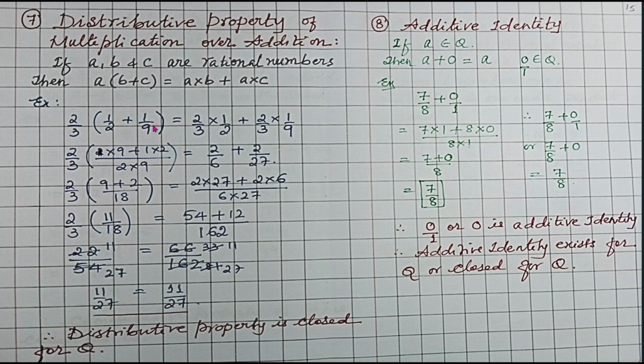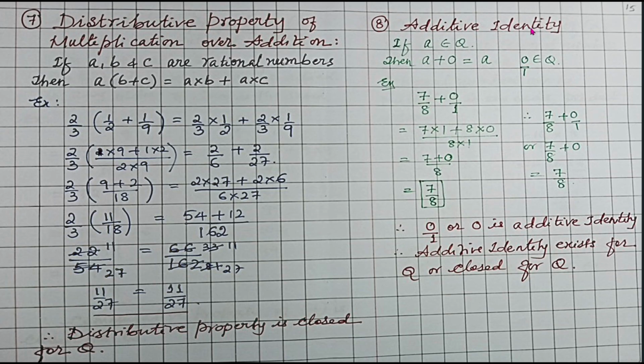Now 2 by 3, 1 by 2 and 1 by 9 are three rational numbers. Now I have grouped 1 by 2 plus 1 by 9 and multiplied by 2 by 3, followed the procedure of addition and multiplication, and I got 11 by 27. And so also when I take 2 by 3 and multiply by 1 by 2, that is 2 by 3 into 1 by 2 plus 2 by 3 into 1 by 9, by simplification we get again 11 by 27, that is LHS is equal to RHS. Therefore, it satisfies the distributive property of multiplication over addition, and which is very much closed for a set of rational numbers.